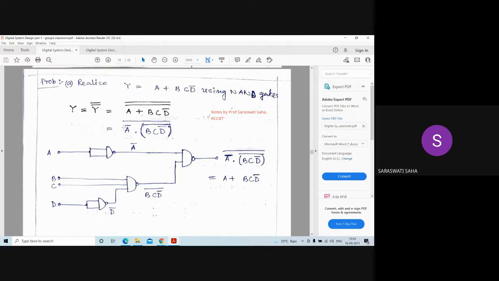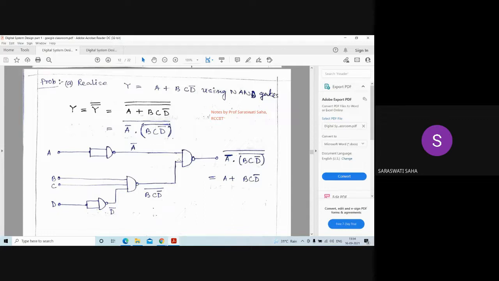So now you have these two terms which are in NAND between them. So take another two input NAND gate and connect A bar here, and this term that you have got from here, connect this here.